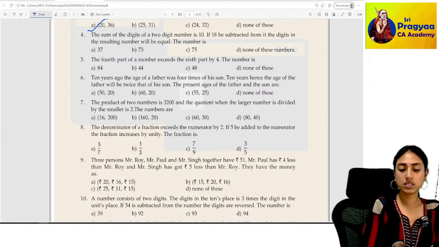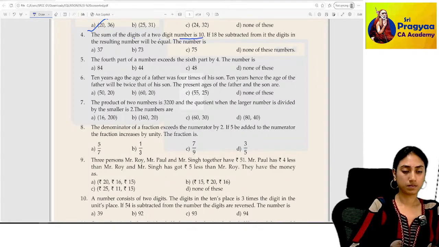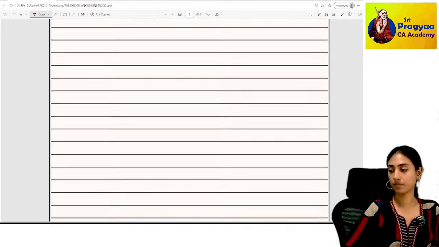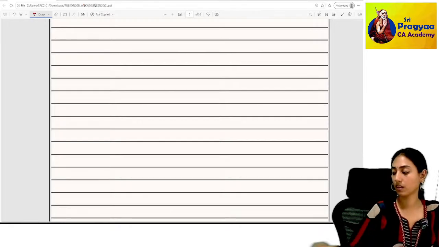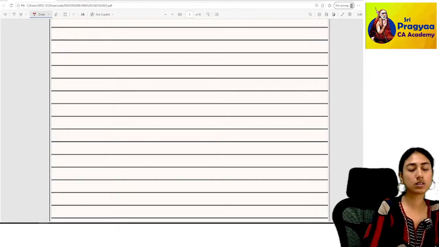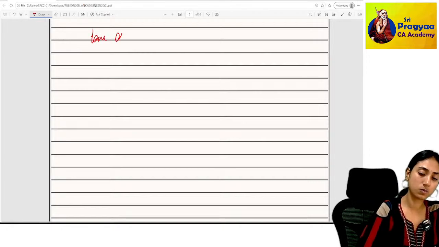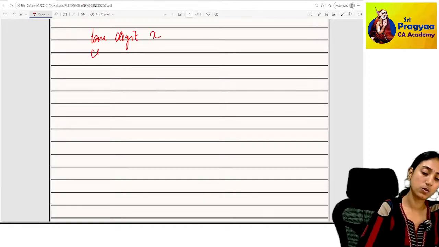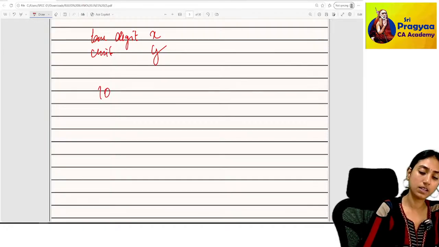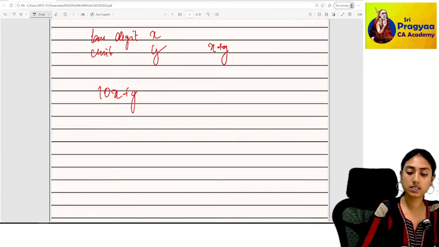The sum of the digits of a two-digit number is 10. Correct. So, what is the two-digit number? Assume the tens digit is x and the units digit is y. So what will be the two-digit number? It will be 10x plus y. Okay? So what are they saying? x plus y is equal to 10.